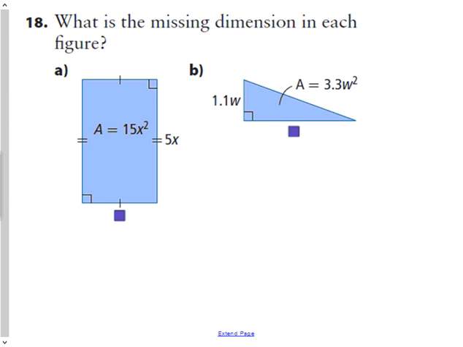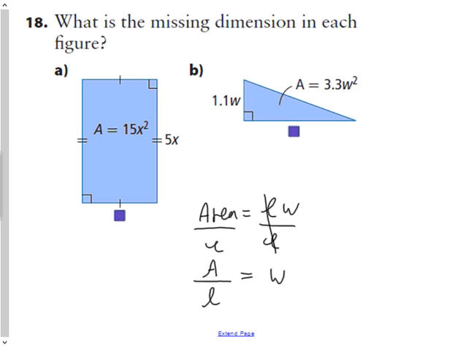Question 18. What is the missing dimension of each figure? So here, just like the modeling, you're given the area. So area equals, I'll just review it one more time, length times width. If I divide both sides by length, the width will equal the area divided by the length. The area divided by the length will be the missing width. So 15 divided by 5 is 3. X squared divided by x is x. So therefore, the missing length or width is 3x.